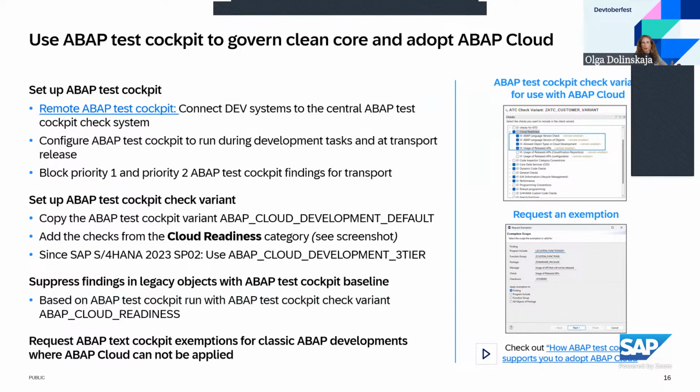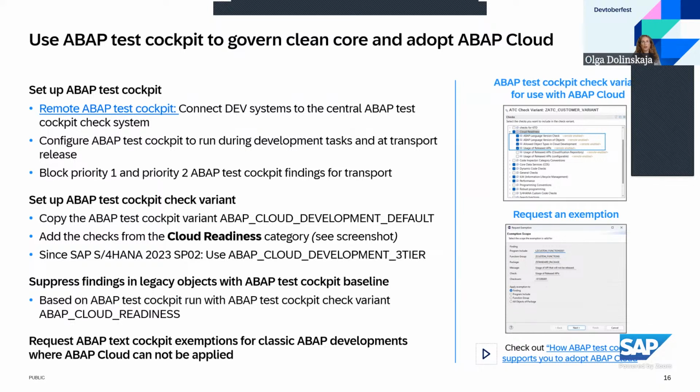You connect all your development systems in your landscape to the central ATC system, and set up rules that block the priority 1 and 2 ABAP Test Cockpit findings from transport release. And you work with the ABAP Cloud Development default check variant. This is actually the check variant which we deliver for your development in a clean core way in your S/4HANA system.